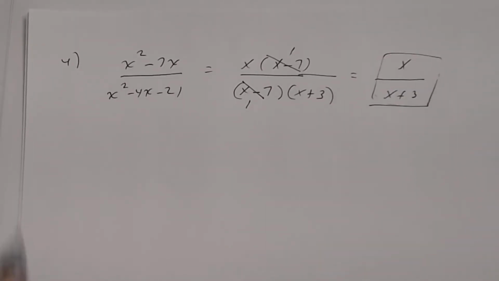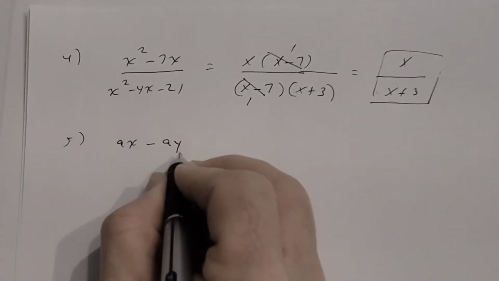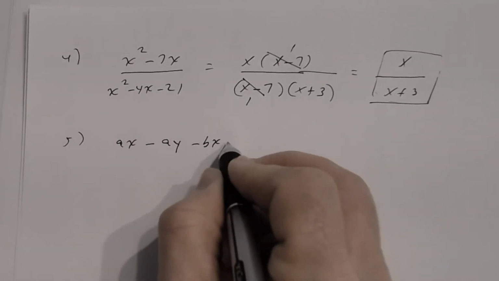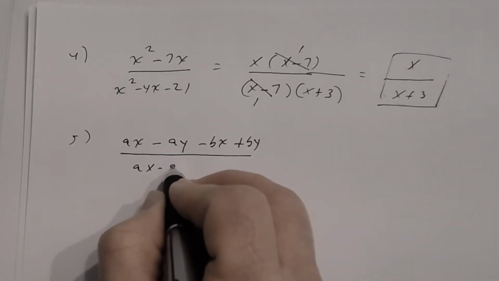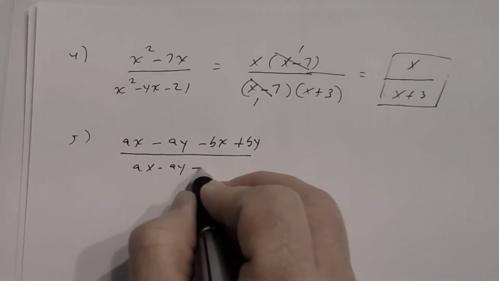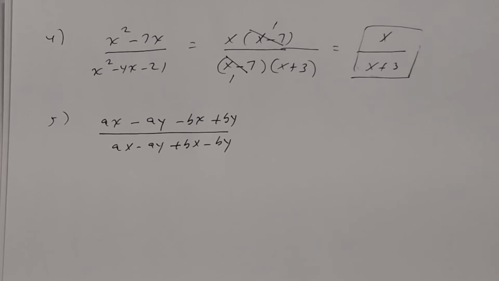Okay? Number 5. Let's suppose for number 5 we have this: ax minus ay minus bx plus by divided by ax minus ay plus bx minus by. All right. So notice that to factor the numerator and the denominator, those both contain 4 terms. And so remember, when you have 4 terms, you want to try factoring by grouping, right?